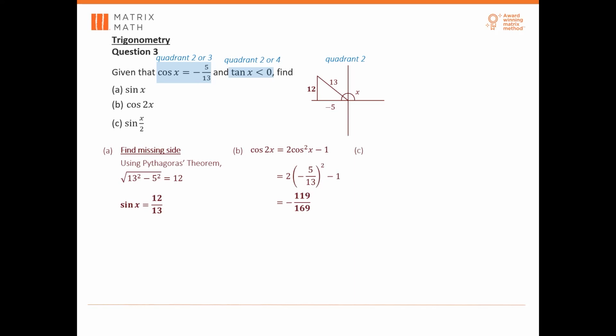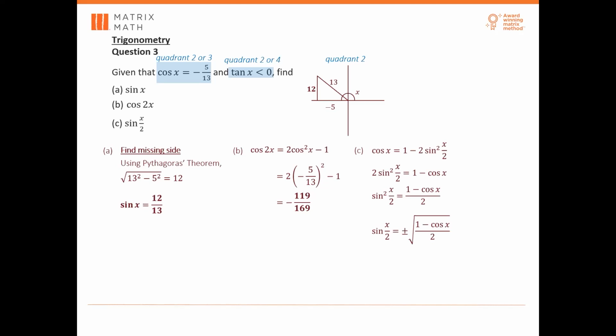Okay, part C. Sine x over 2. Now over here, use the formula sheet again. So cosine x equals 1 minus 2 sine squared x over 2. Now what you want to do is rewrite it in such a way that sine x over 2 is the subject. Okay, so shift it over. So 1 minus cosine x, divide by 2 and square root it. Okay, the plus minus.